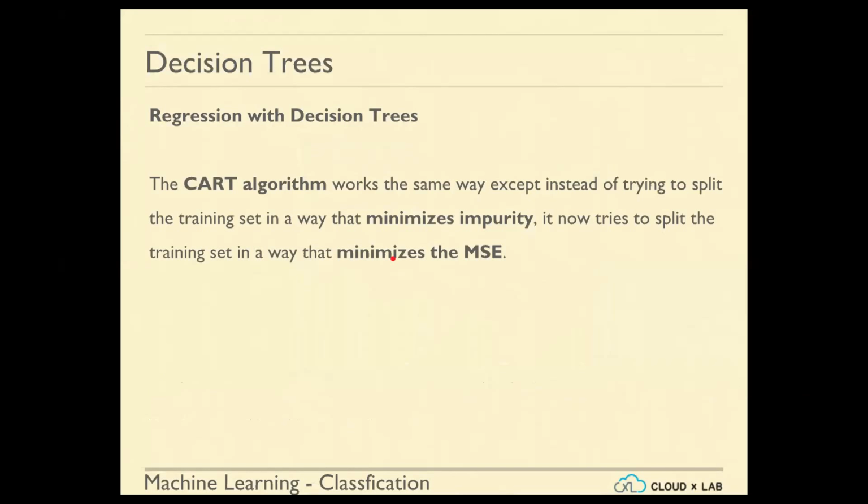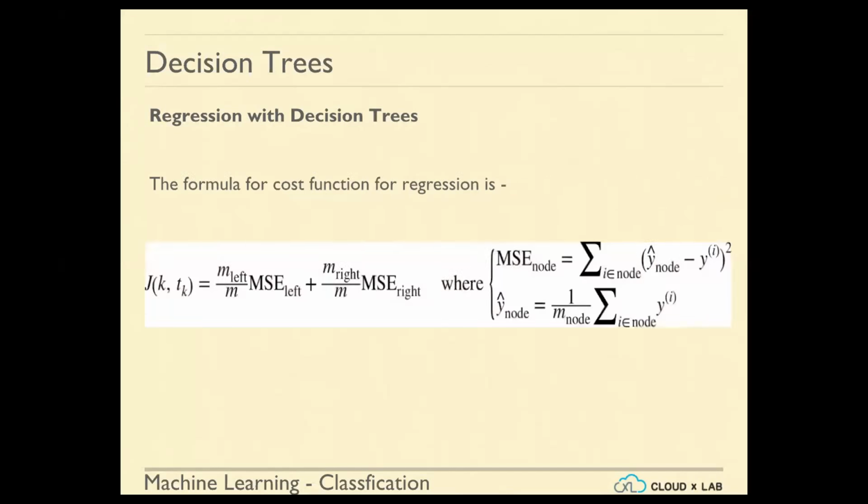So the CART algorithm works the same way in case of regression, except that instead of trying to split the training set in a way that minimizes the impurity, it now tries to split the training set in a way that minimizes the error, the mean square error. And the mean square error is this. This is the formula for regression.